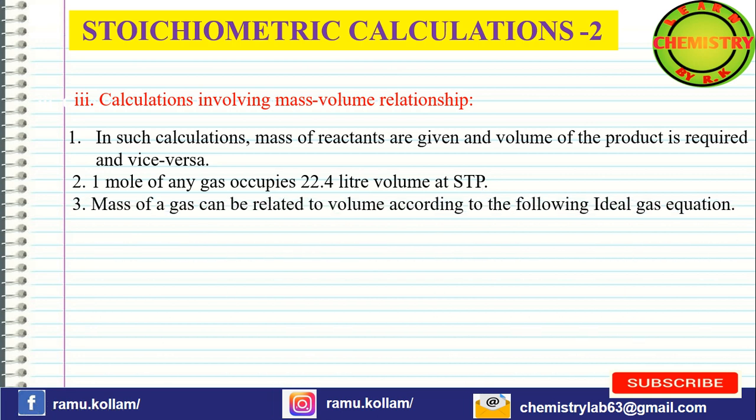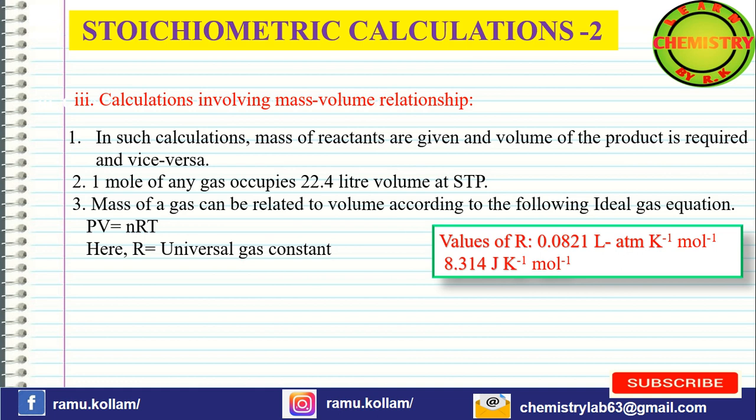Mass of any gas can be related to the volume according to the following ideal gas equation. Here the ideal gas equation is PV = nRT. P means pressure, V means volume, n is the number of moles, R is the real gas constant, T is the temperature. So here R is the universal gas constant. The R values may differ: R = 0.0821 liter atmosphere Kelvin inverse mole inverse, or else 8.314 joules Kelvin inverse mole inverse.